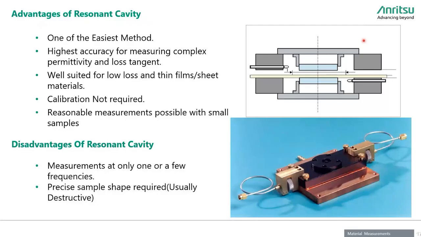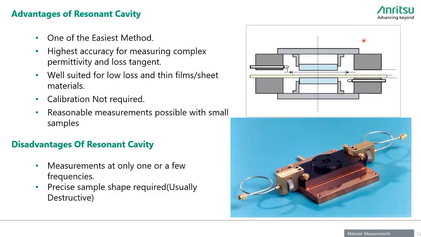It is well suited for low lossy thin film and sheet materials. There is no calibration here. Like I said, we directly connect the VNA to it, and calibration generally is not required in this kind of setup. And measurement is reasonably possible with a small sample size. So if I have a limitation of sample size, we will still be able to do the measurement just by keeping it inside the cavity of the resonator.